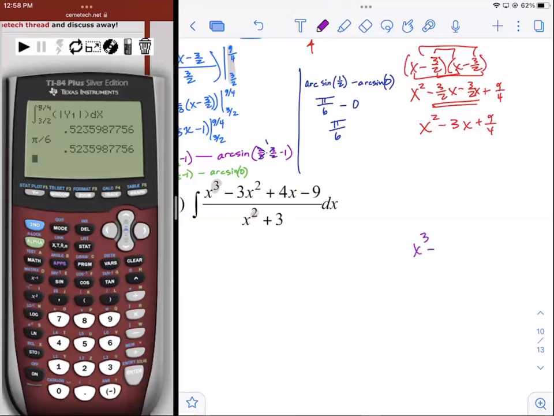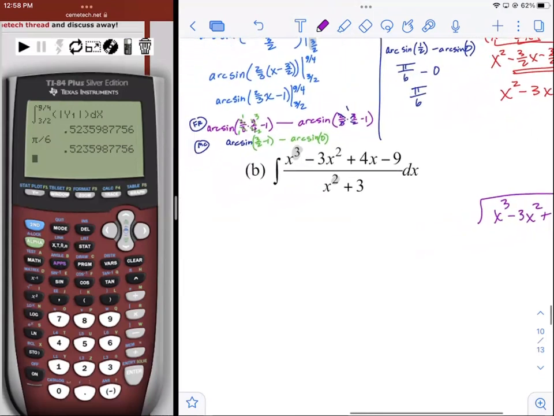So here we go. X cubed, the numerator goes down first, minus 3x squared, plus 4x minus 9. Now it is helpful, of course, to write it in descending order of degree. And if you're missing something, a placeholder, you can put a 0x or 0x squared if it's missing.